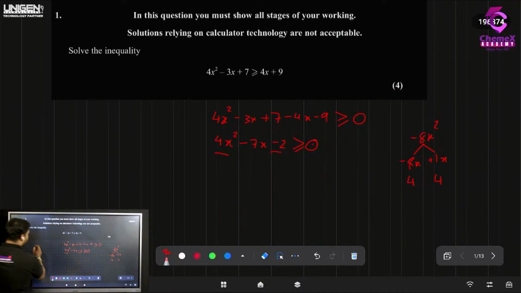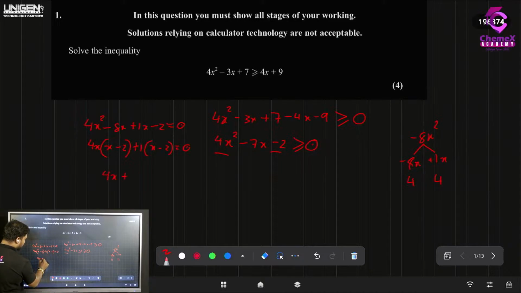So I'll just solve it out. 4x squared minus 8x plus 1x minus 2. I'll just equal it to 0 and do it. So 4x I am taking out: x minus 2, plus 1 times x minus 2, is equal to 0. 4x plus 1 and x minus 2 equals 0. So each bracket you can equal to 0 and get the answers.